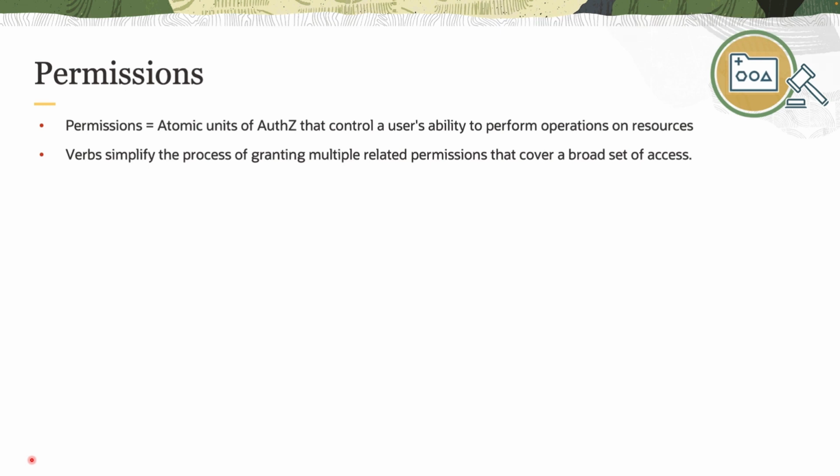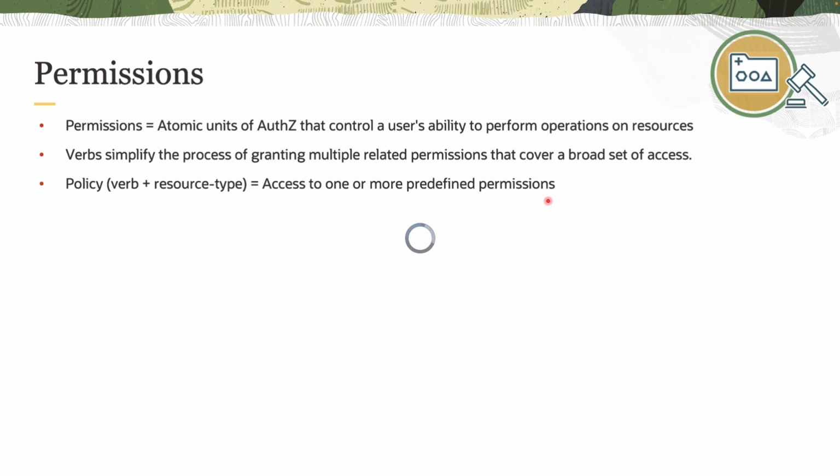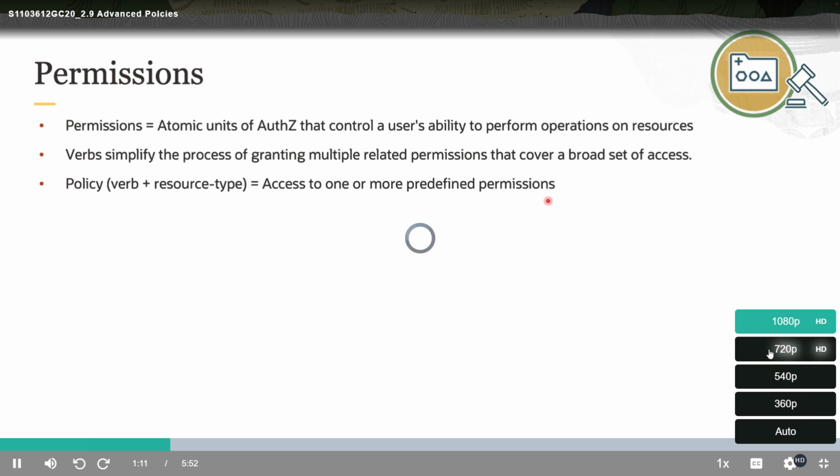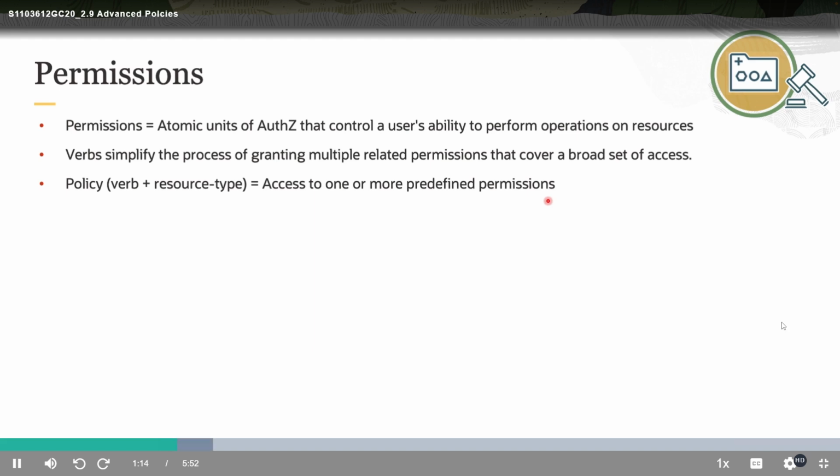And the way we wrote the policy, we use two main things. We use a verb and then we use the resource type. And what OCI does in the background is provide access to one or more predefined permissions. So that's how policy works. It hides all the permissions that you get when you use verbs, so that you do not need to go granular and know exactly what permission you need to assign.